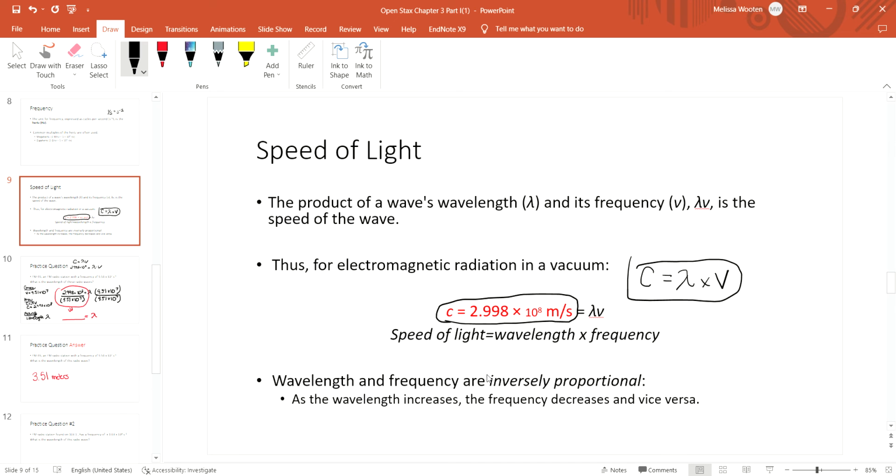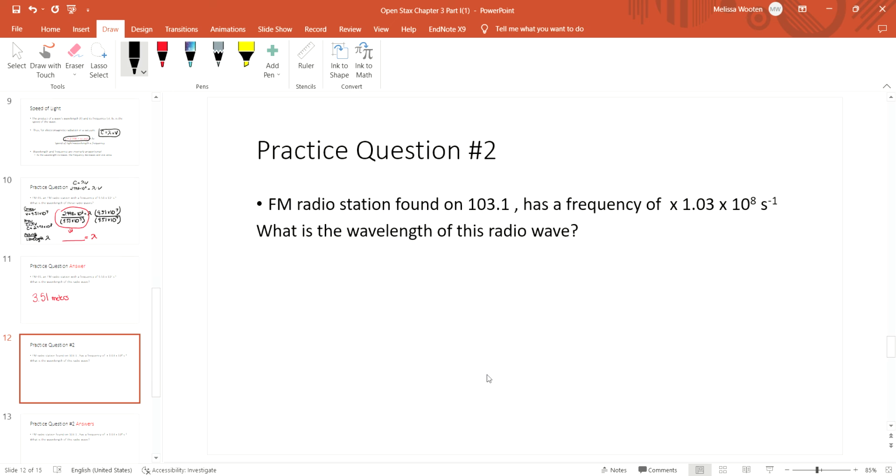All right, here's another practice question. An FM radio station found on 103.1 has this frequency. What is the wavelength of this radio wave? Using that same method again, what am I given? My given is 1.03 times 10 to the 8th. This would be hertz, or seconds to the -1. What is this? This is frequency.